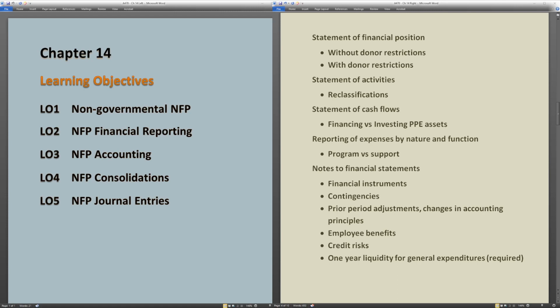So that was the statement of financial position, where I wanted to focus on the donor restrictions. I guess I should have also said let's focus on the assets minus liabilities equals net assets. That's also sort of a new thing. Let's look at the statement of activities and remind ourselves to look at the classifications.